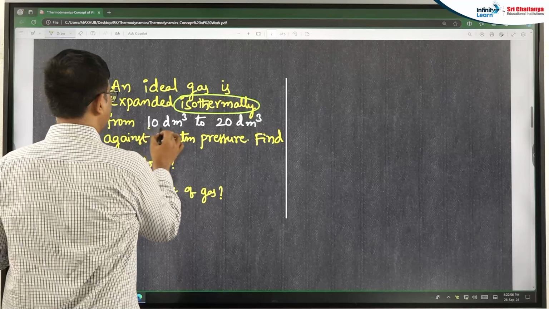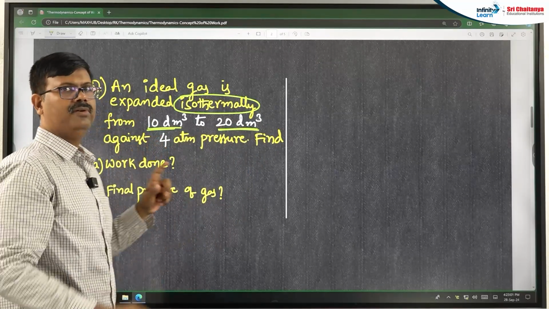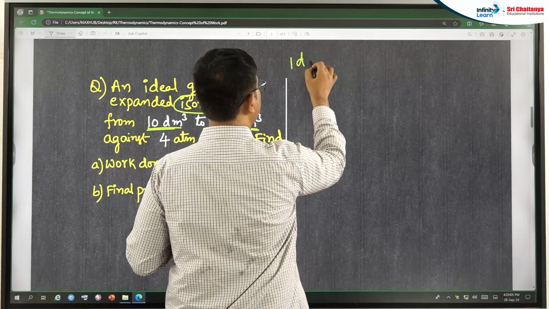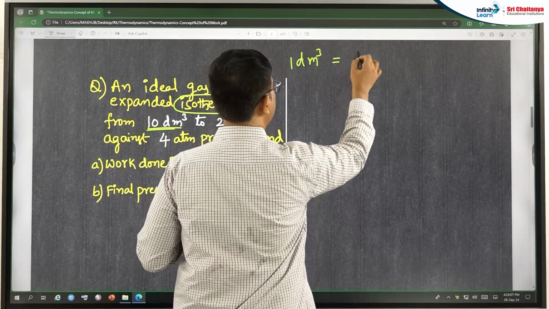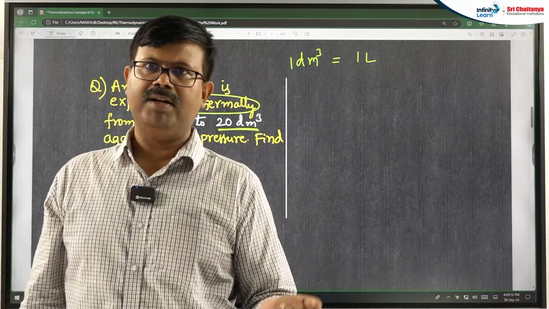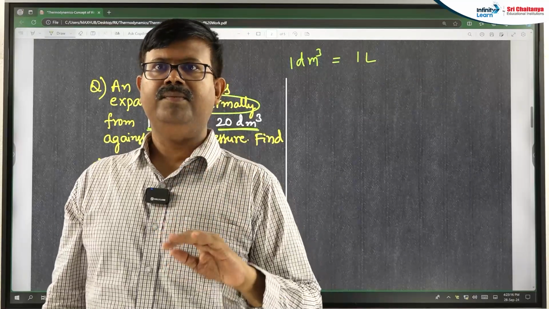And from what state to what state? 10 decimeter cube volume to 20 decimeter cube. And remember, 1 decimeter cube and liter both mean the same. So, whenever you come across decimeter cube, replace it with the word liter. Read it as liter. Same only.